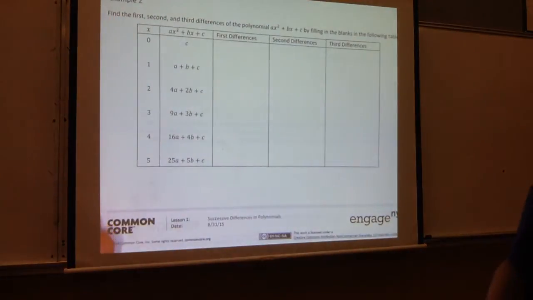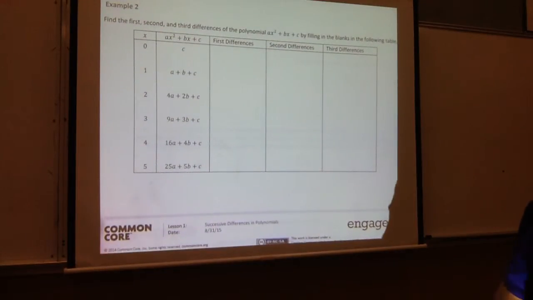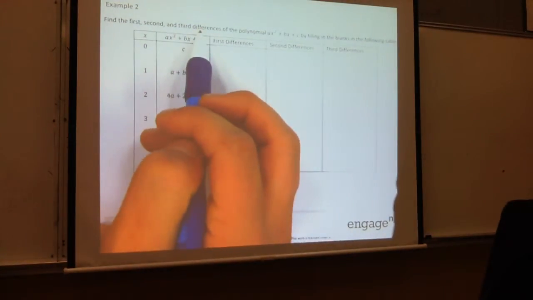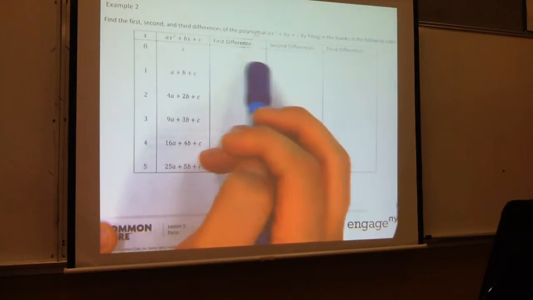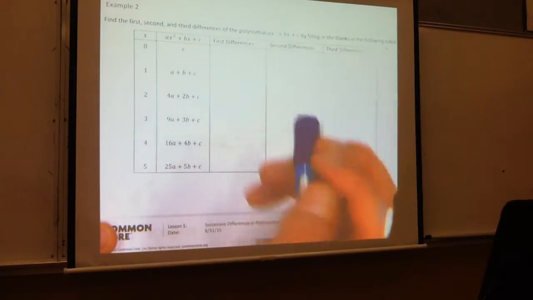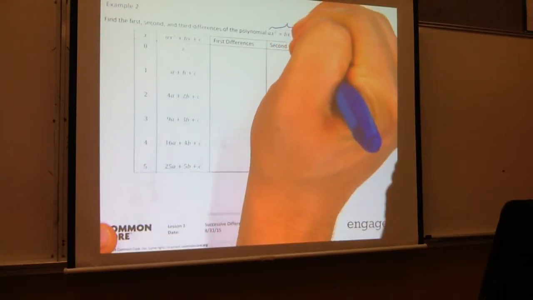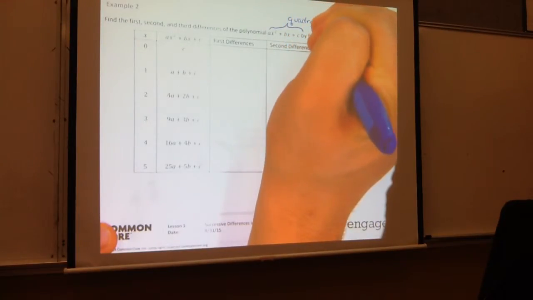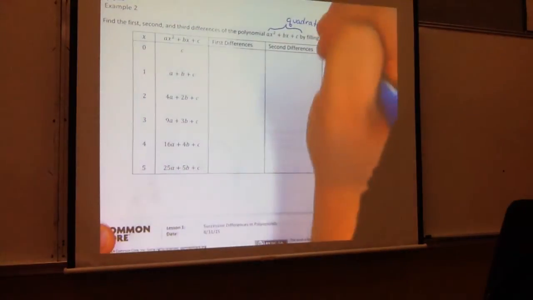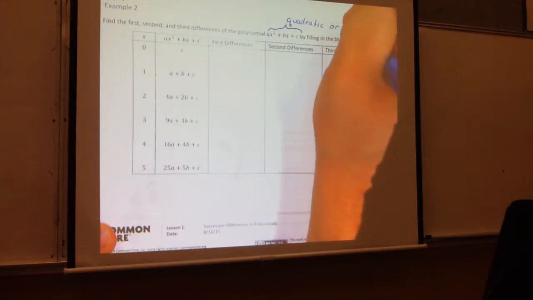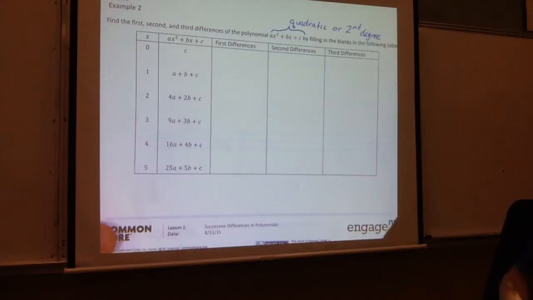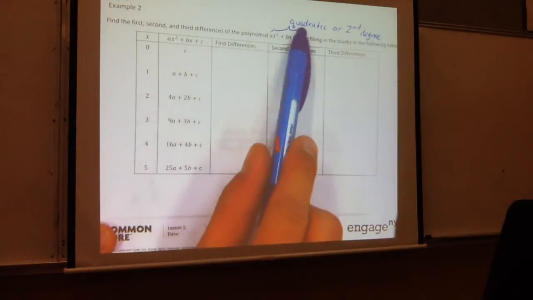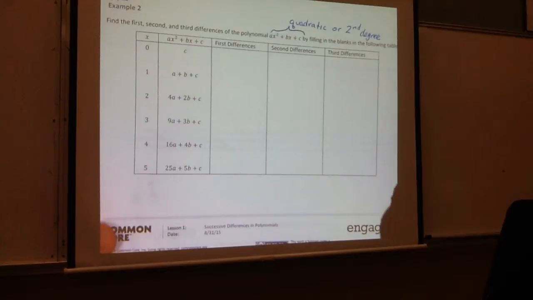Example 2. The question asks, find the first, second, and third differences of ax² + bx + c, so a polynomial, by filling in the blanks in the following table. This is a quadratic, or a second degree polynomial. And what we're doing is we're going to make a generalization about all quadratics or second degree polynomials.